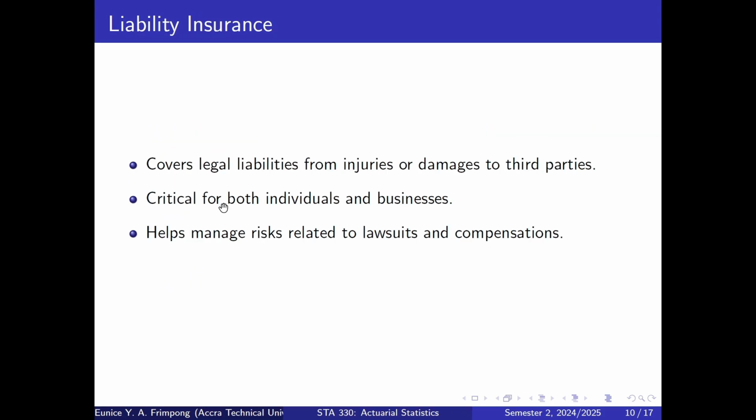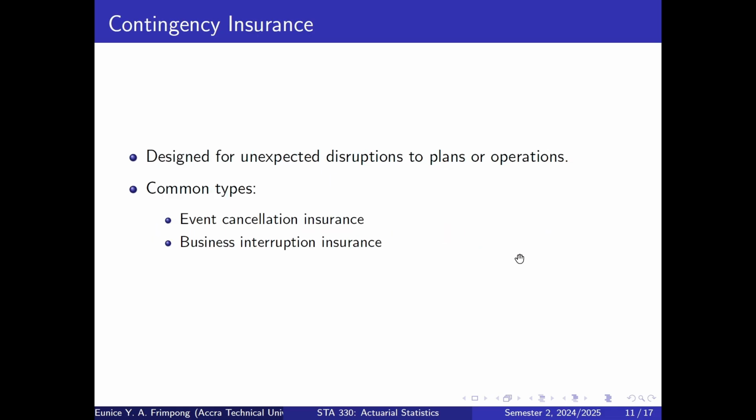There is liability insurance. It covers you when you are legally responsible for injury or damage to someone else. That is a third party. So this is important for drivers, business owners, and professionals like doctors or contractors. It protects you from lawsuits and compensation claims. Now, for contingency insurance, it covers unexpected disruptions like events cancellation or business interruptions.